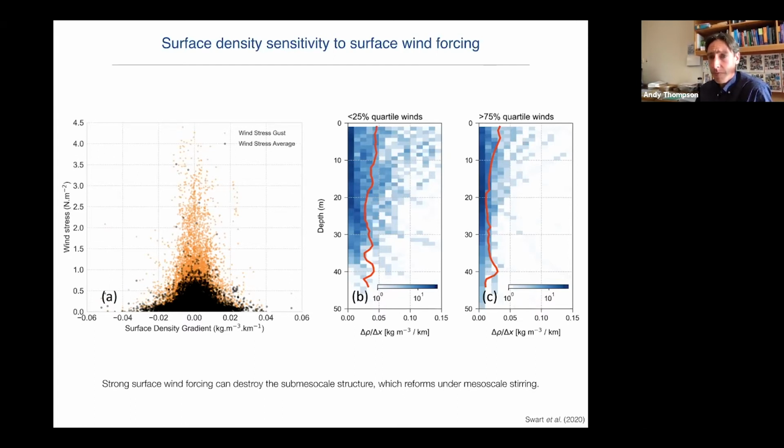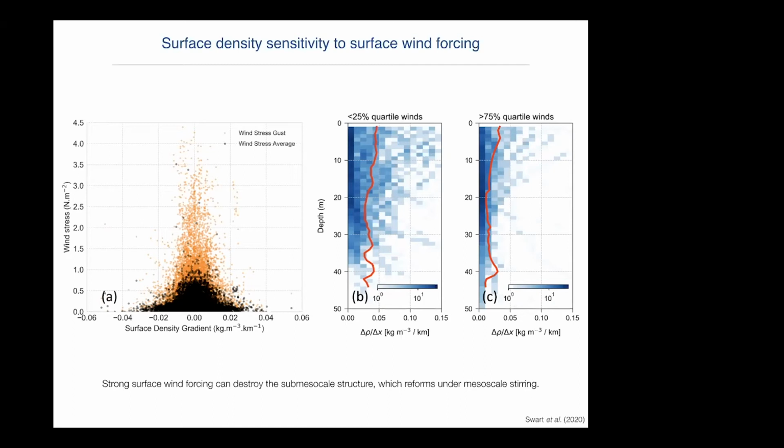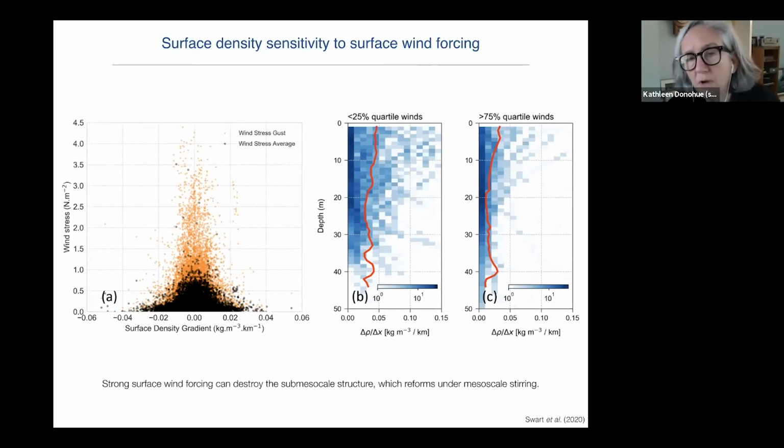Oh, yep, thank you. This is Kathy Donahue. So what's noticeable about this is that the difference in the panels on the right is much more profound, deeper than like 5 meters or so. The very surface doesn't really show a strong decrease. Is that because of Langmuir circulation?